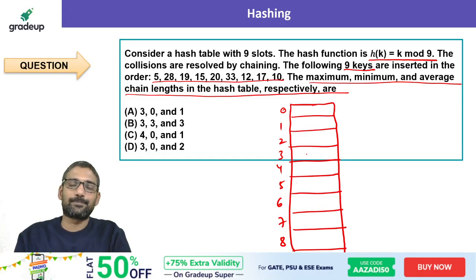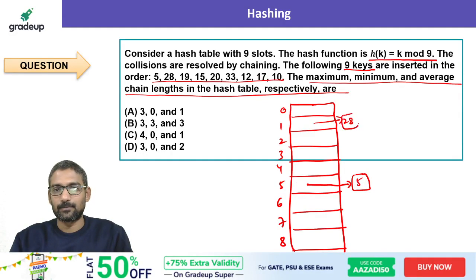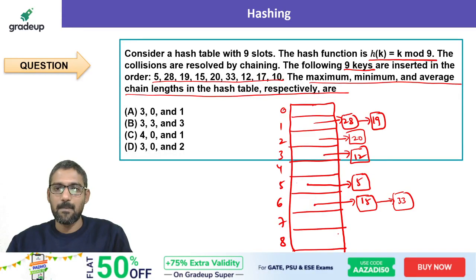Okay. Now apply k mod 9 for h of k. So h of 5 mod 9, 5. 28 mod 9, 1. 19 mod 9, 1. 15 mod 9, 6 is the remainder. 20 mod 9, 2 is the remainder. 33 mod 9, 6 is the remainder. 12 mod 9, 3 is the remainder. 17 mod 9, 8. 10 mod 9, 1. Okay.